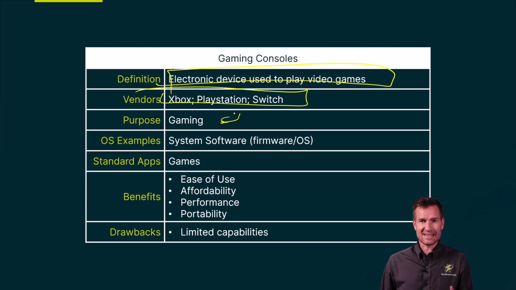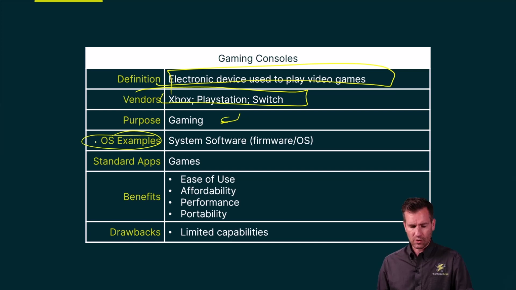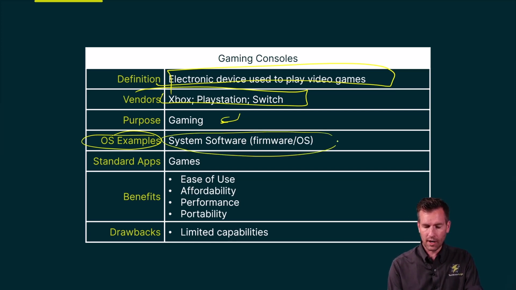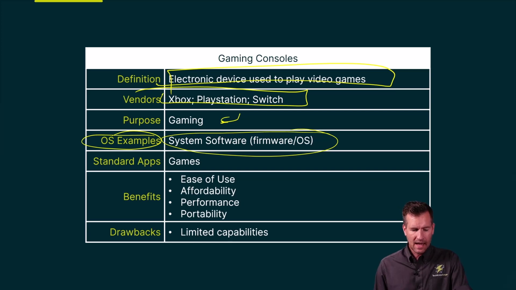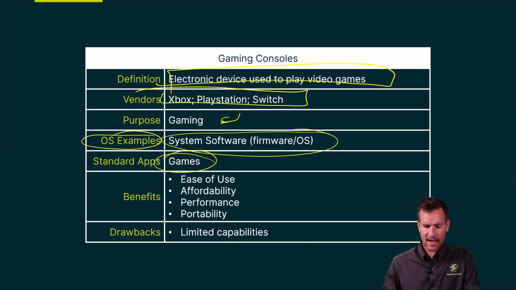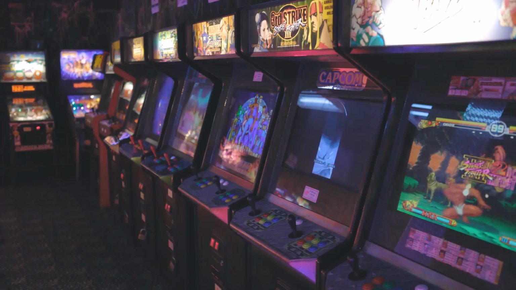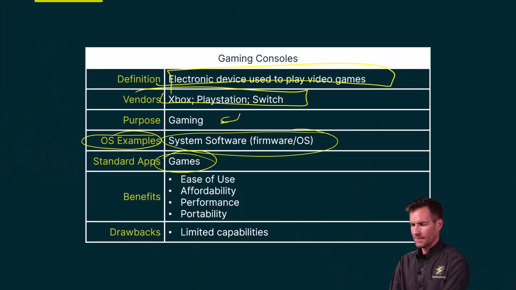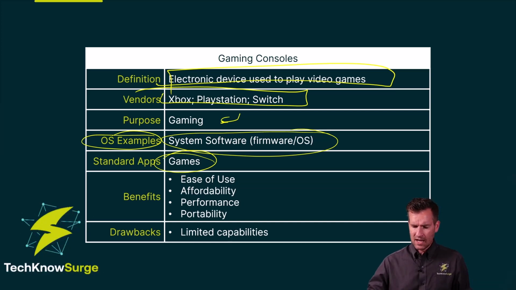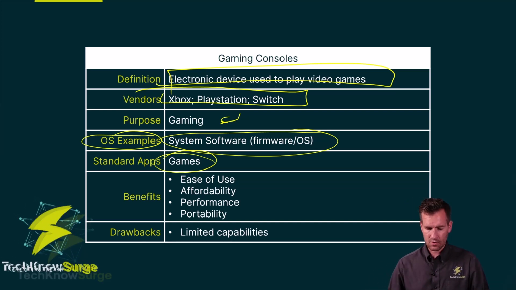The purpose of it is really just for gaming, although we do see some other things with it, like we could browse the internet on them. The OS usually is some sort of system software, some sort of firmware, or possibly an OS, depending on which device you're using. And the apps that you use on them are just a bunch of games, for the most part. There are some other apps on there, like maybe this Wii had Netflix, so that way you could watch some movies on it. So there are some other apps, but it's mainly used for gaming.